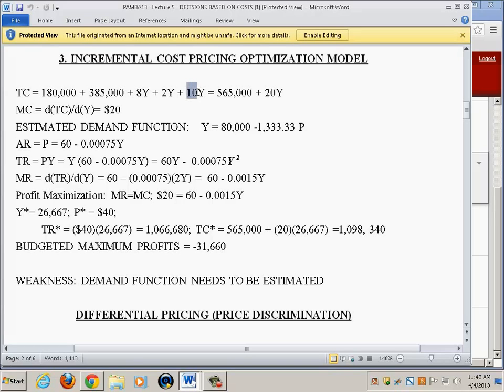Depreciation, $10 per car day times the number of car days, so 10Y. Maintenance, $2 per car day times the number of car days. And selling and admin, $8 per car day times the number of car days sold. So then 180 plus 385 is 565,000, and 8Y plus 2Y plus 10Y is 20Y, so the total cost function is total cost equals 565,000 plus 20Y. Okay?